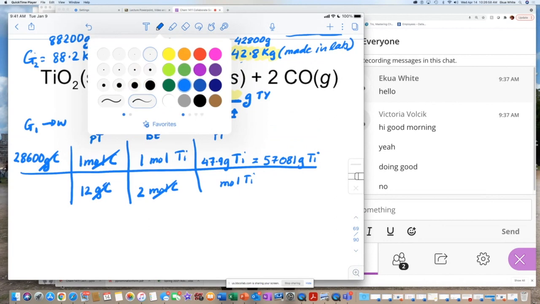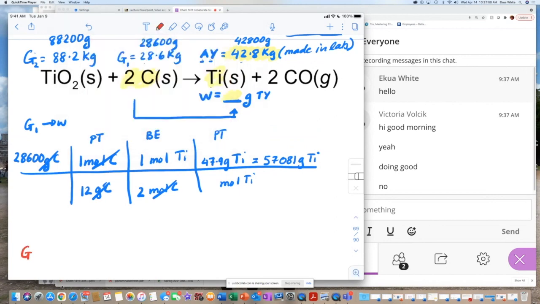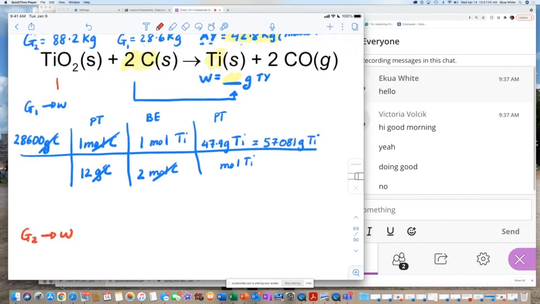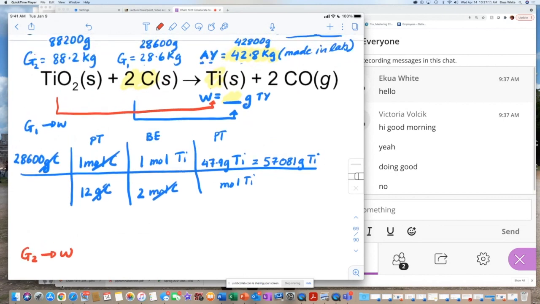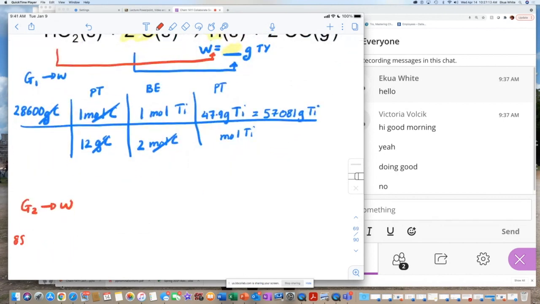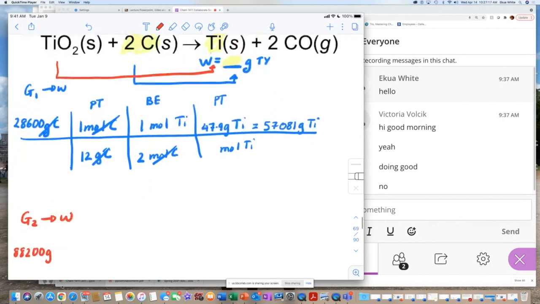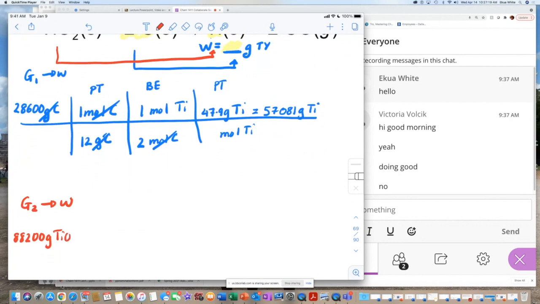Now I'm going to do my given two to wanted conversion. So now I'm going from here all the way to here. So my given two, what's the number I have? 88,200 grams, and this is my formula, TiO2. So I'm going to draw my brackets again.